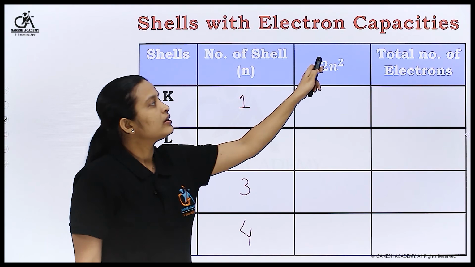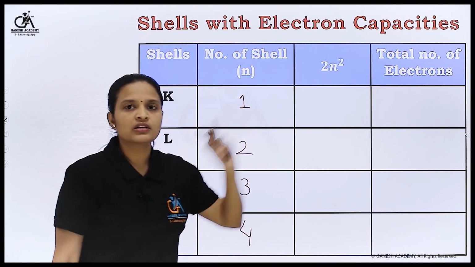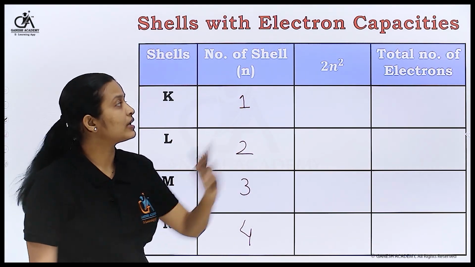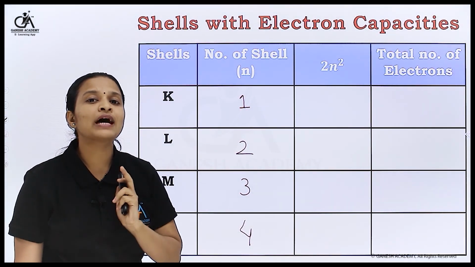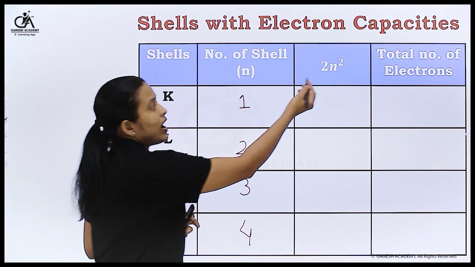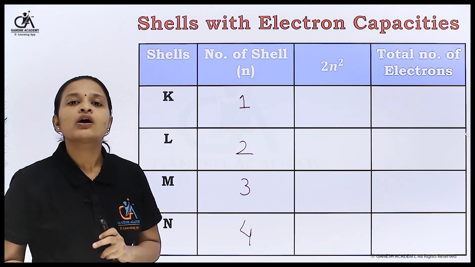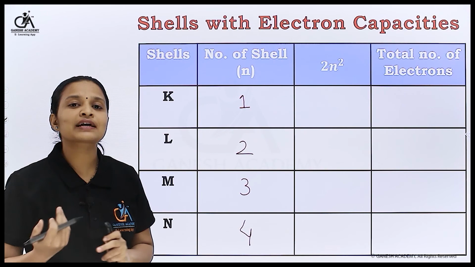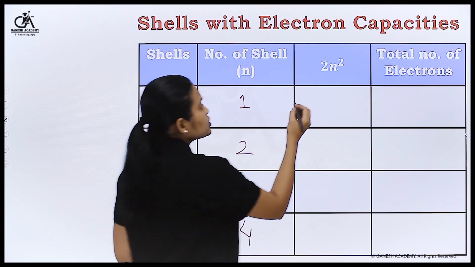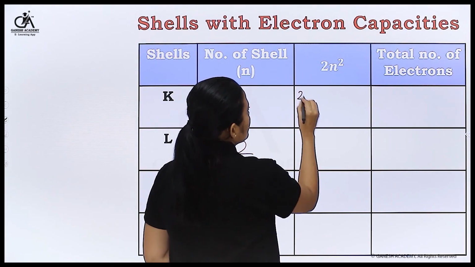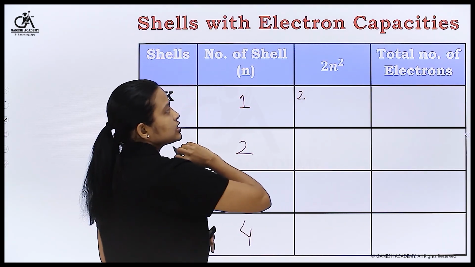Then after that, electrons are filled in all these shells according to a formula. The formula is 2n square, and in that formula n denotes the number of the shell. It shows the number of that particular shell. So I will use this formula, and according to that I will show you that the first shell has 2 electron capacity and the second shell has 8 electron capacity, which is according to the 2n square rule. I will write here values of n.